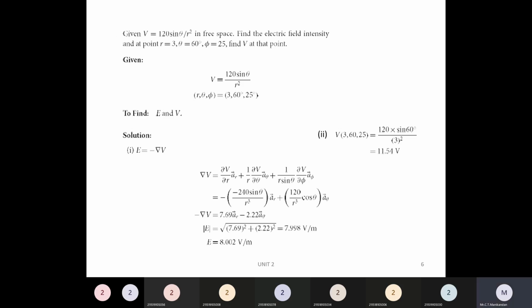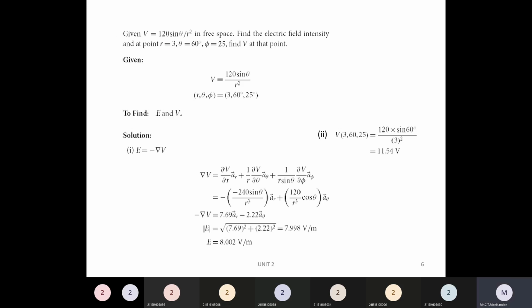So you have to partially differentiate. With respect to r, you will get one answer, and with respect to theta, you will get another answer. There is no phi here, so the third part will be 0. Then we resolve the components and you will get del V. After that, if you put the minus sign, it is minus del V. So that is the E value.